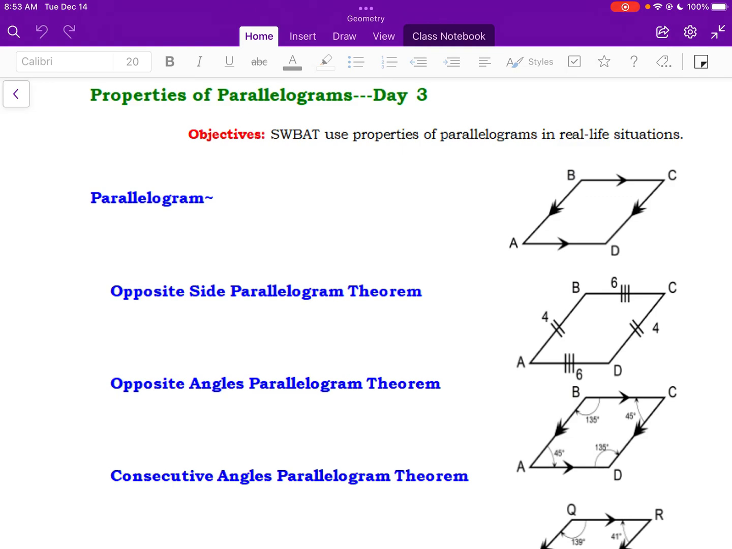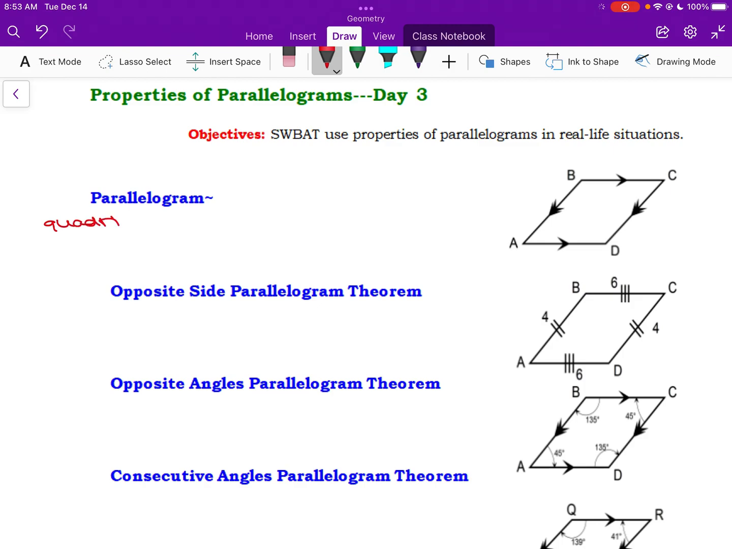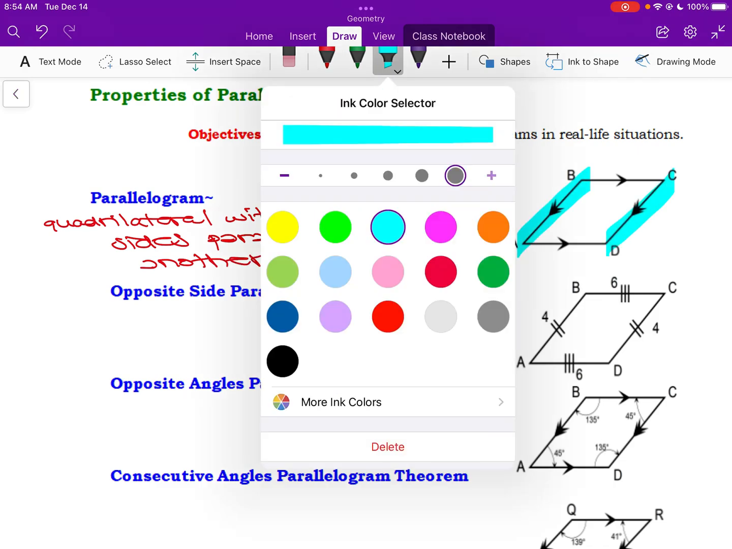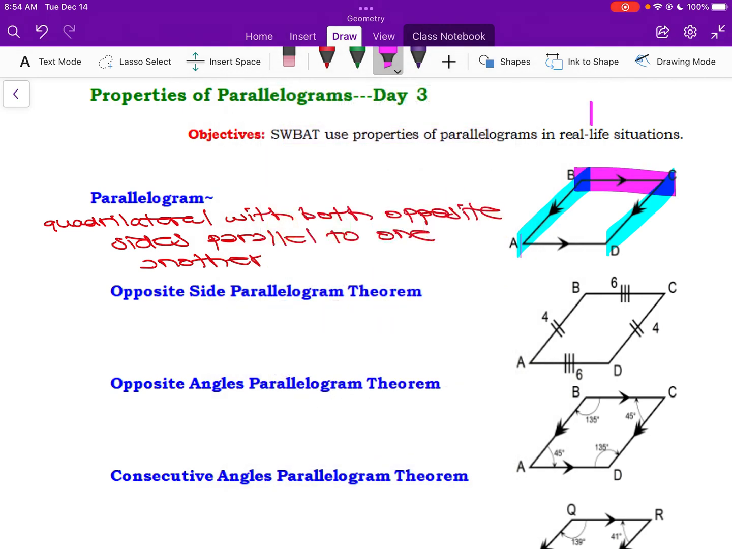So first of all, defining a parallelogram. This is a quadrilateral. We've talked about quadrilaterals in past lessons, but it's a type of quadrilateral with both opposite sides parallel to one another. So if you look at the diagram to the right, notice that we have two sets of opposite sides. AB and CD are parallel to one another, and then similarly BC and AD are parallel to one another.